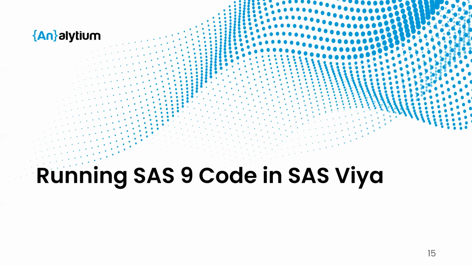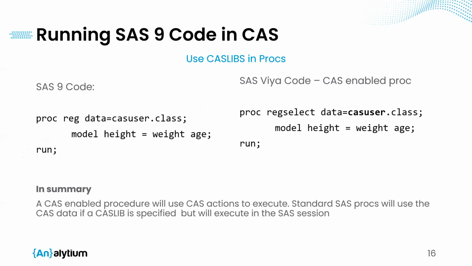So how do you actually go about running SAS 9 code in Viya? I'll start by looking at some procedures code. It's quite simple. You just use a CAS lib in the procedure. So in here, we've got the SAS 9 code on the left, a proc reg statement, which is using a CAS user library statement, which means that it will use data from there.